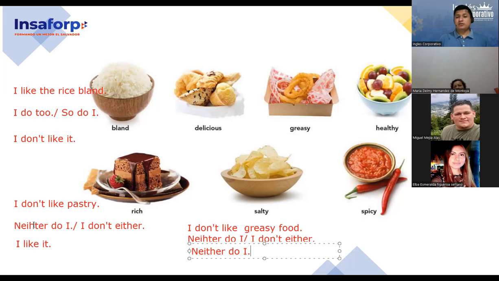Pero si yo quiero disagree with this person, ¿cómo le digo? How do I disagree with this person? I like it. Yes, I like it. I can say also it's my favorite food. You can say different expressions, but that should be positive about the food you're talking about. Okay. What about healthy?